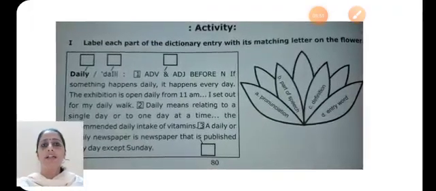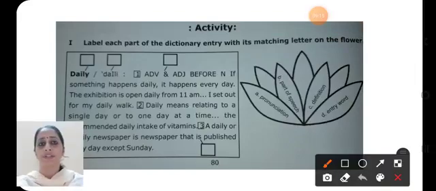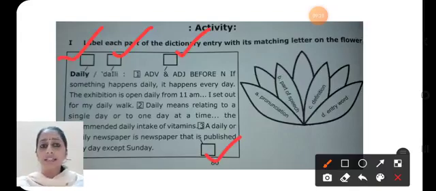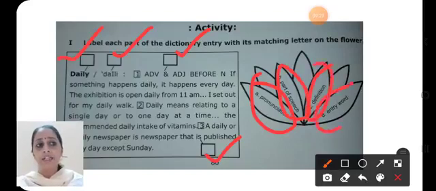Here I have a small activity for all of you. Label each part of the dictionary entry with its matching letter on the flower. So A is pronunciation, B is parts of speech, C is definition, and D is entry word. And we all can see 4 boxes over here: 1, 2, 3 and 4. From here you have to take the alphabet, whether it is A, B, C or D.